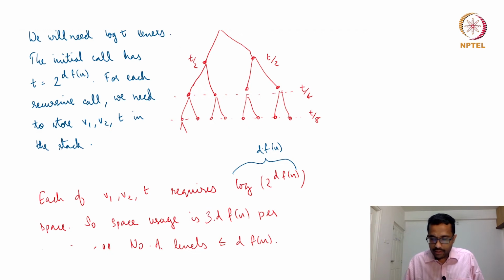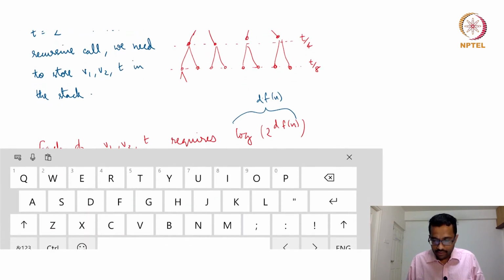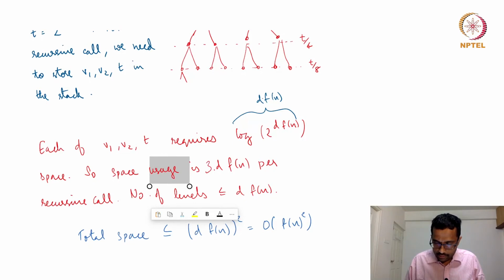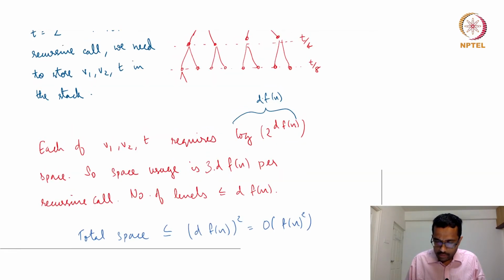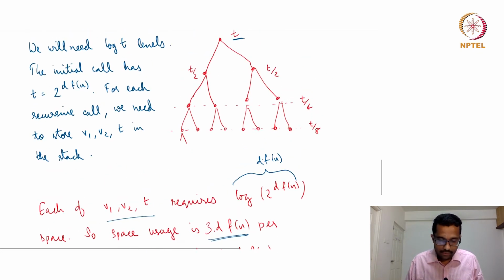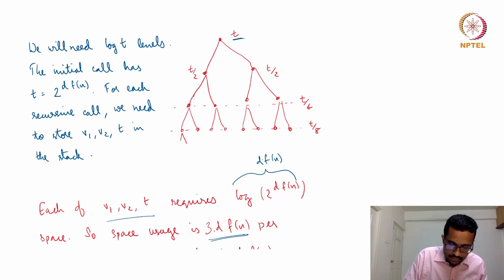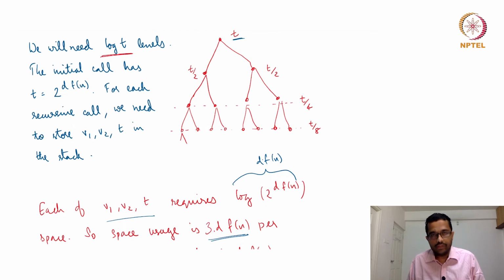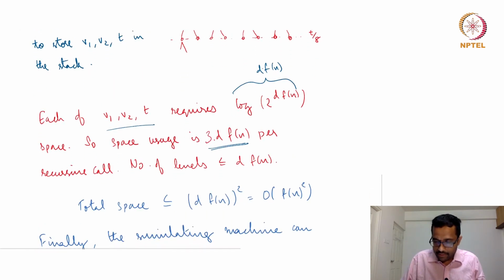And this is what is required for each of the v1, v2 and t, and hence the total space required is 3 times dfn, which is what we have here per recursive call, right? For each recursive call we need to save this, so total we need 3 times d times fn. And what is the number of levels? Again, the number of levels is what I said earlier, it is log t, and log t is also d times fn. So the number of levels is also at most d times fn, right?